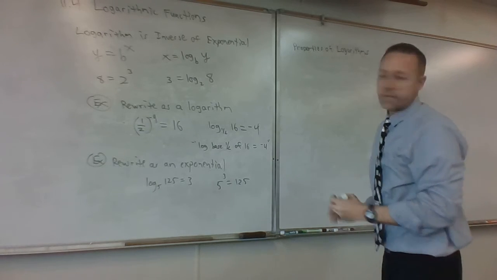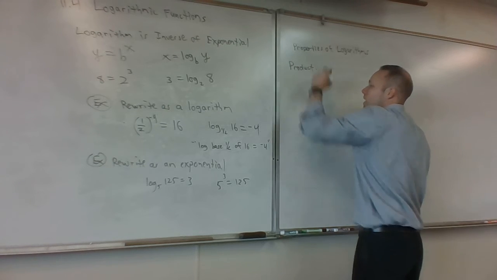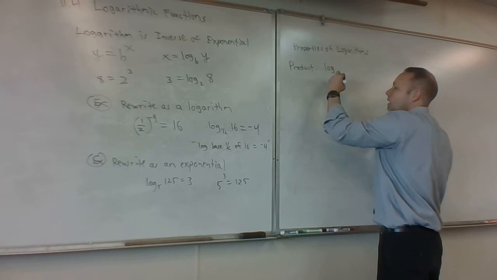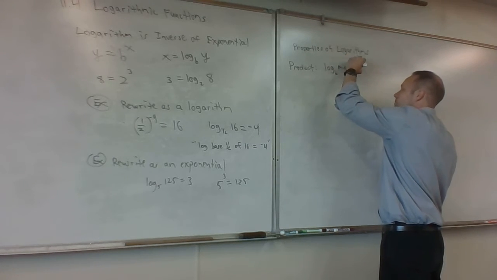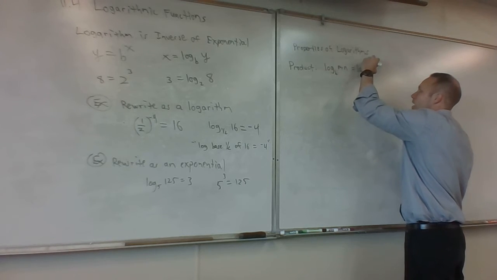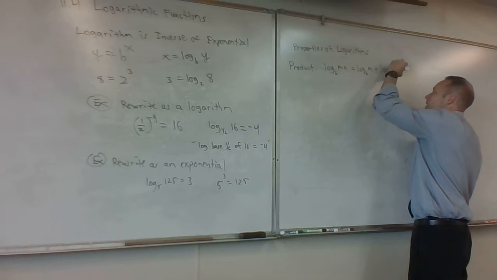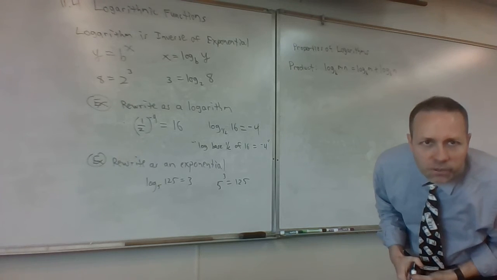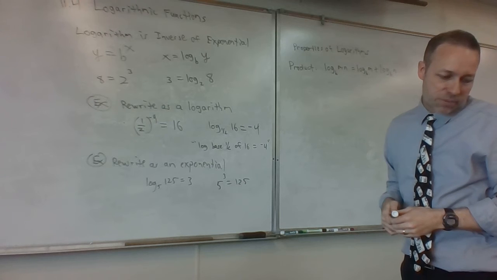And the first one is the product property. We could put it like this: log base b of m times n equals log base b of m plus log base b of n. You see that okay? Yeah, I think so. All right, so that's that one.